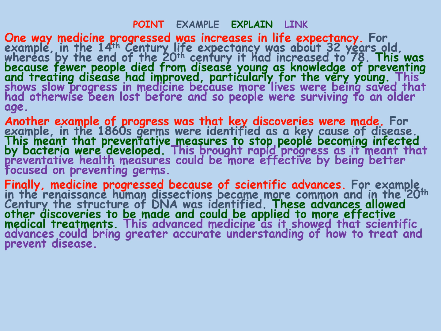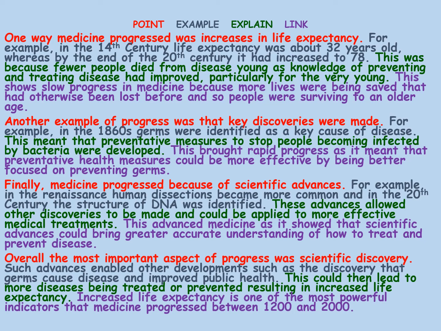Finally, medicine progressed because of scientific advances. For example, in the Renaissance, human dissections became more common, and in the 20th century, the structure of DNA was identified. These advances allowed other discoveries to be made and could be applied to more effective medical treatments. This advanced medicine as it showed that scientific advances could bring greater accurate understanding of how to treat and prevent disease. I just need my conclusion now.